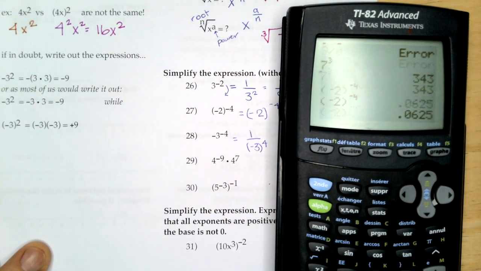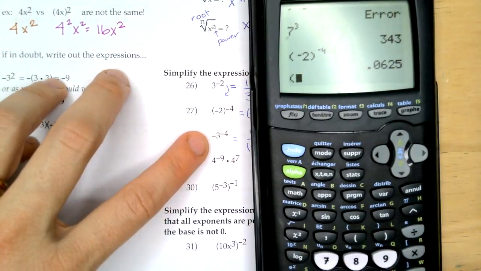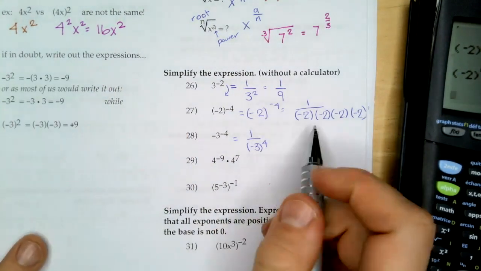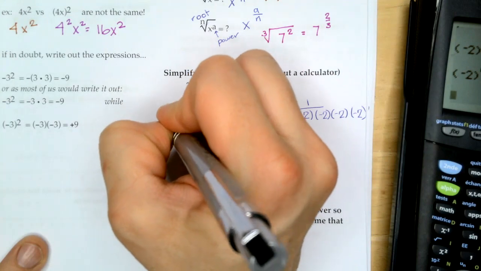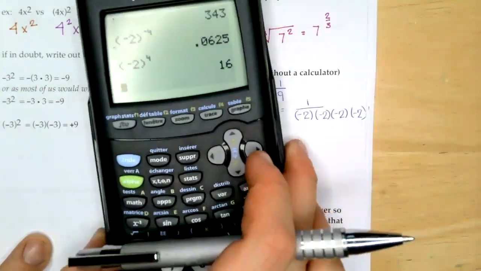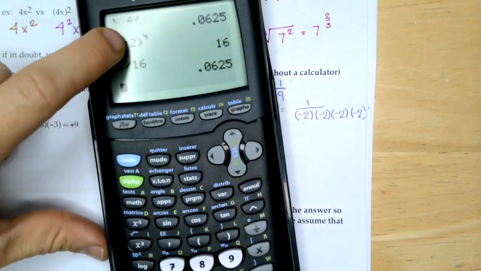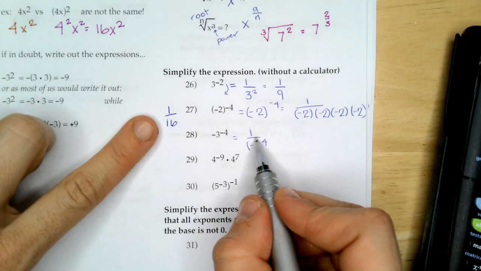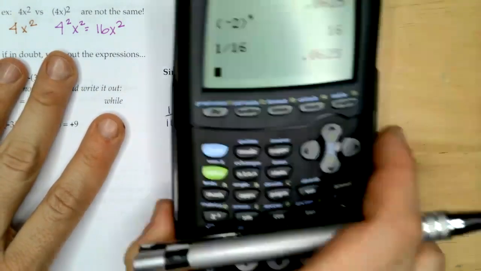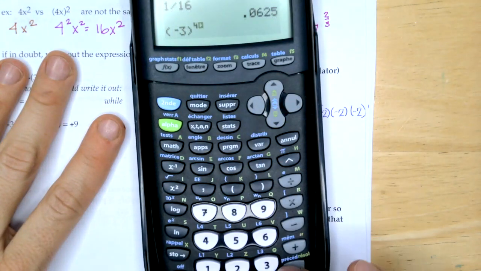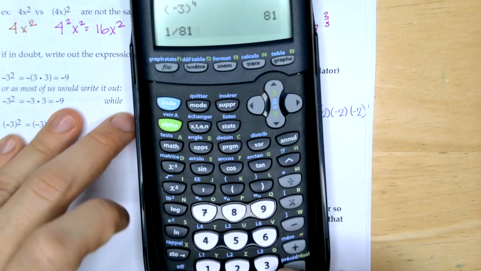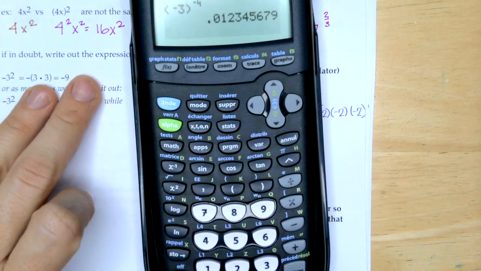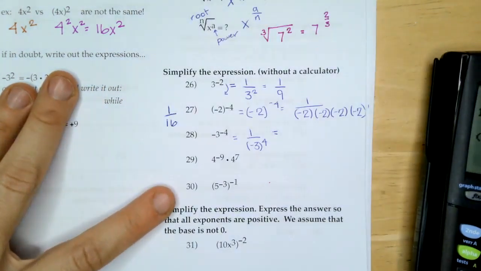So -2 to the negative fourth is also, what's negative 2 to the fourth? 16. So that's also 1 over 16, right? And you can check that. It matches that. Good, same here. 1 divided by negative 3 to the fourth. What's negative 3 to the fourth? 1 divided by 81. Is that the same as negative 3 to the negative fourth? It is. Good. All right.